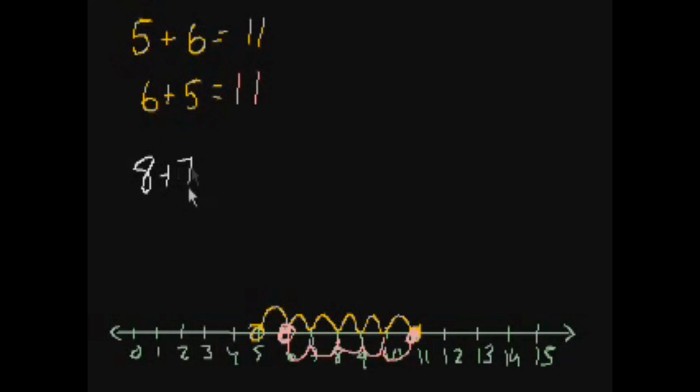8 plus 7? Well, if you can still read this, 8 is right here. We're going to add 7 to it. 1, 2, 3, 4, 5, 6, 7. We'll go to 15. 8 plus 7 is 15.